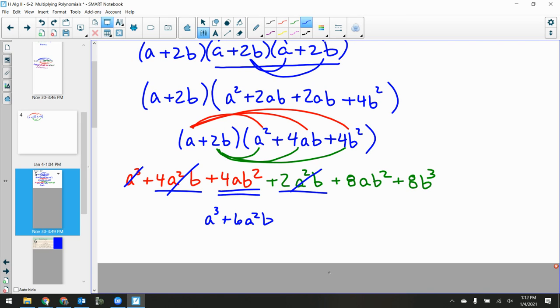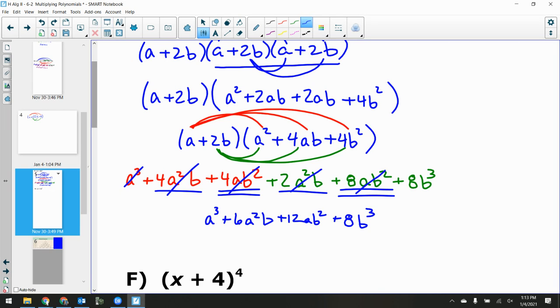And then I've got 4ab squared, 8ab squared, making 12ab squared. And then I've got a plus 8b to the third. Again, stay organized. Stay clean with your work. Let's try one more though. x plus 4 to the fourth.